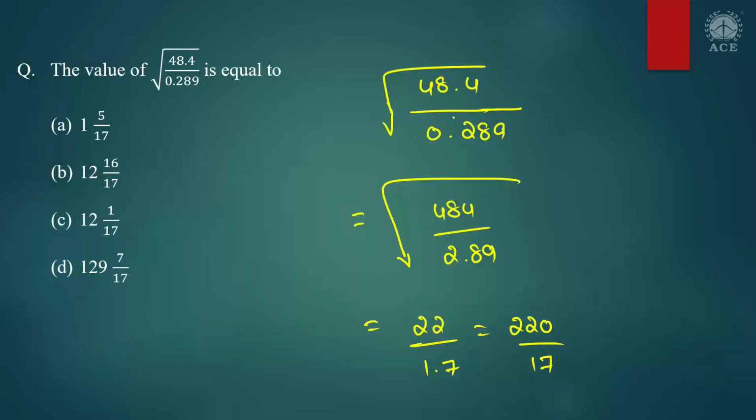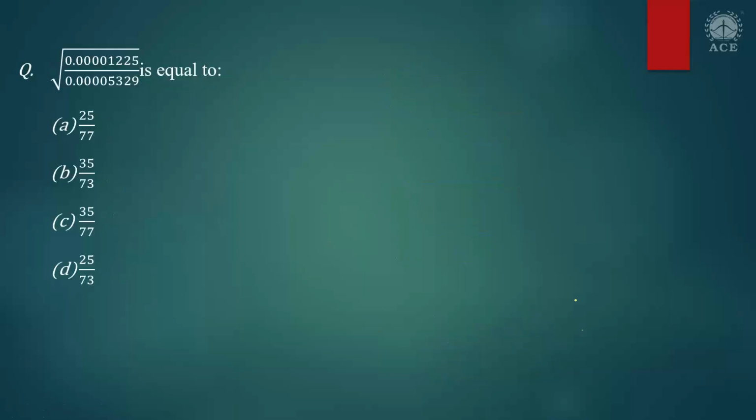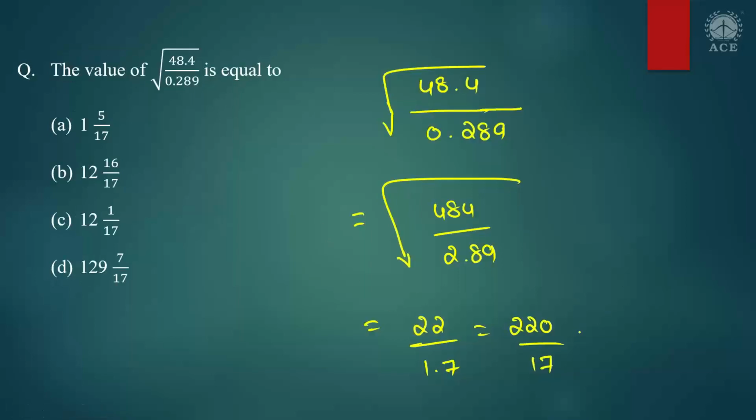Aditya, it's not 15 by 17, wrong. It's 22 by 1.7, Aditya. It's not 22 by 17. If you work on this, 17 12 times is 204. We have a remainder 16. So we got it like 12 and 16 by 17.